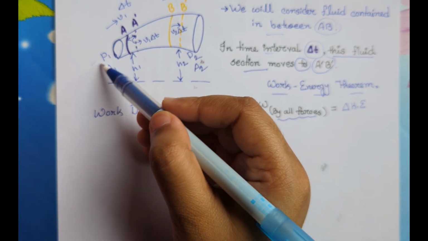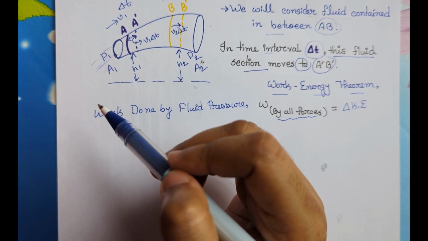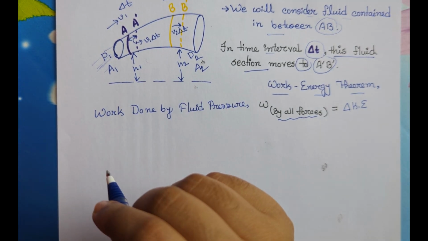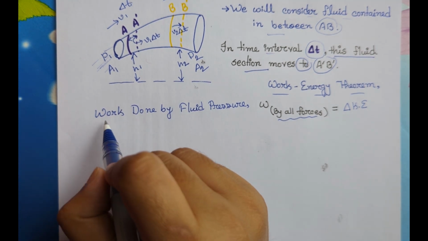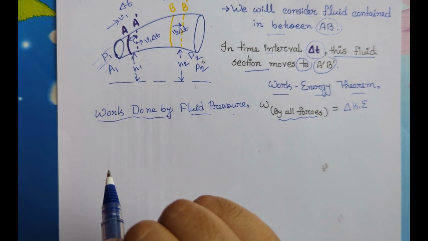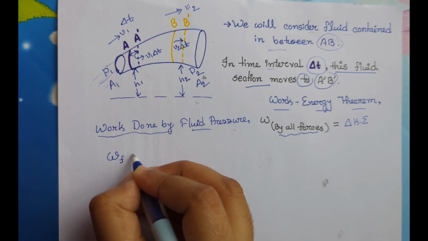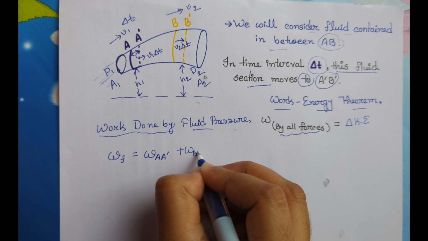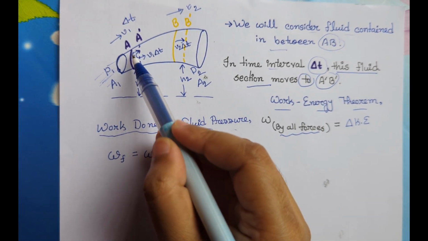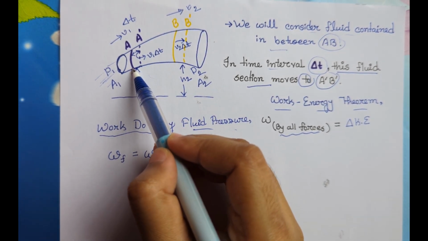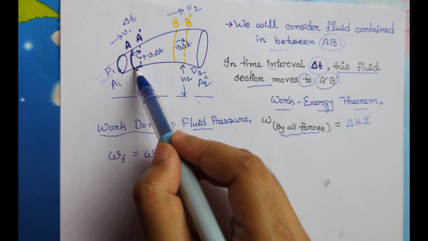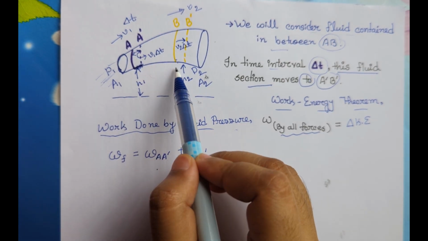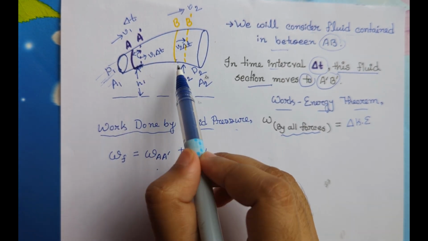At first, see that the fluid entering this pipe creates a pressure upon this point. As the fluid creates pressure, here we'll find the work done by fluid pressure, denoted as WF. It will be W at A A prime plus W at B B prime, because the first layer stands at point A and after delta t time it moves to A prime. So here certain work is done by the fluid, and the last layer is at first at point B, and after delta t it reaches B prime.